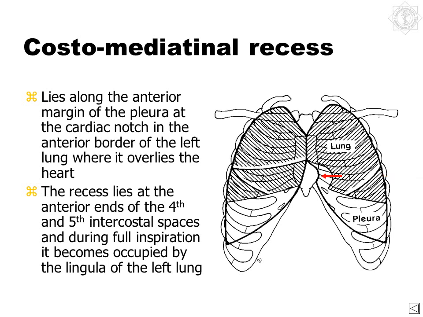The costomediastinal recess lies along the anterior margin of the pleura at the cardiac notch, in the anterior border of the left lung, where it overlies the heart. The recess lies at the anterior end of the 4th and 5th intercostal spaces, and during full inspiration it becomes occupied by the lingula of the left lung.